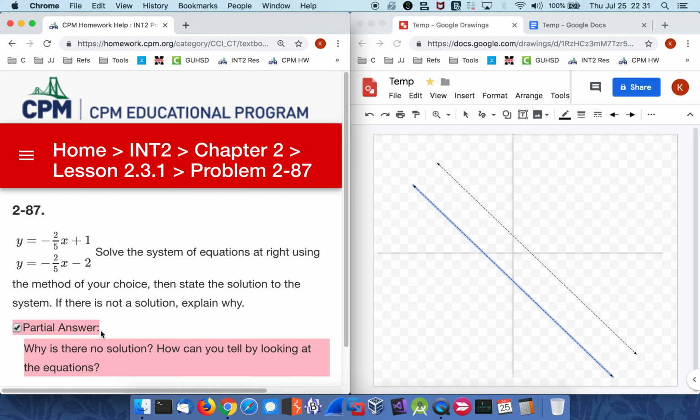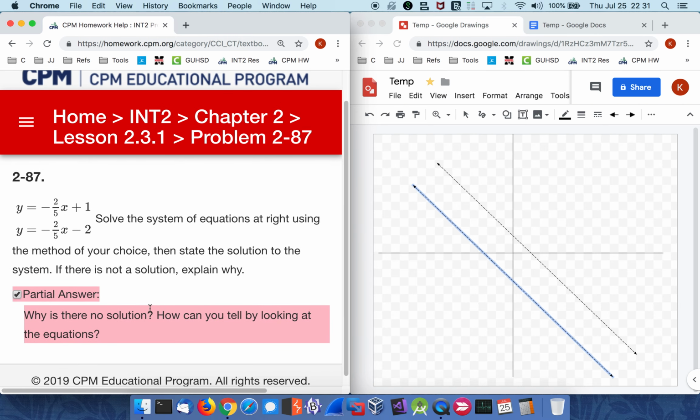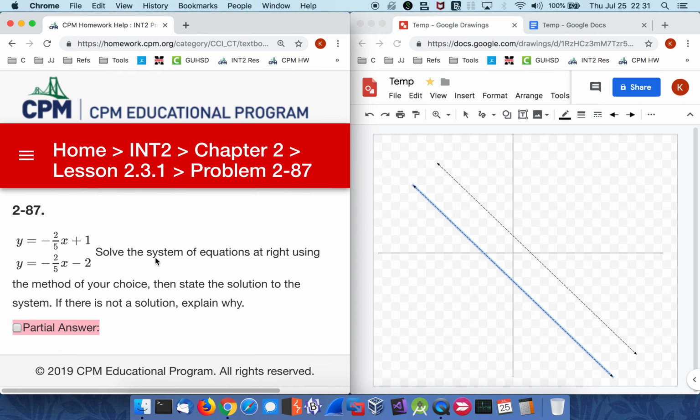So let's see what the partial answer is. Why is there no solution? How can you tell by looking at the equations? That answer is not even an answer. That's just a restatement of the question. These guys. Okay. Anyways, so that's how you could tell.